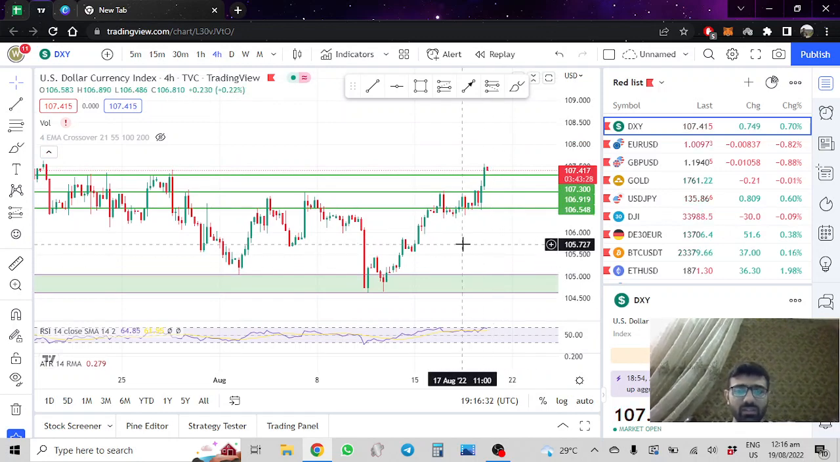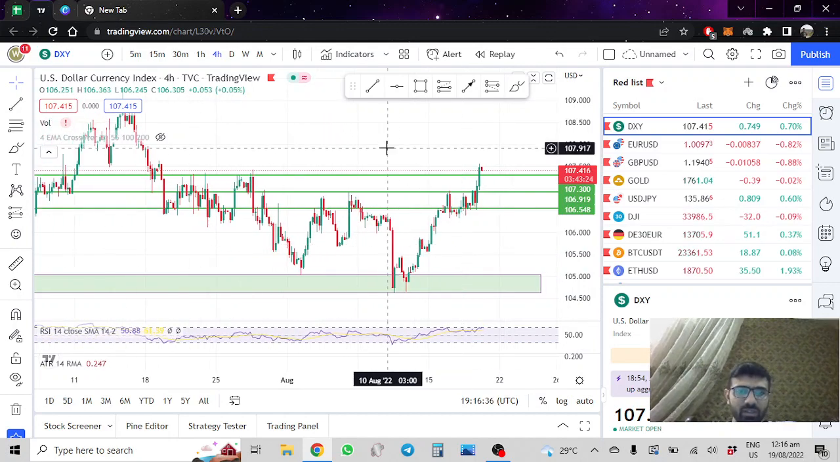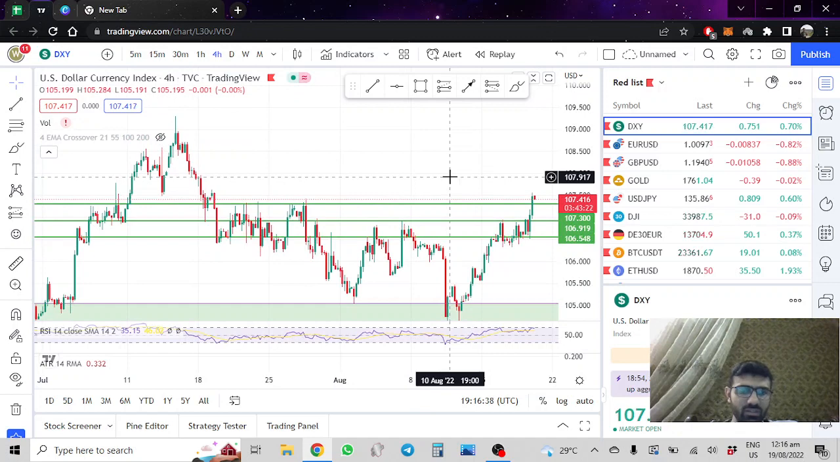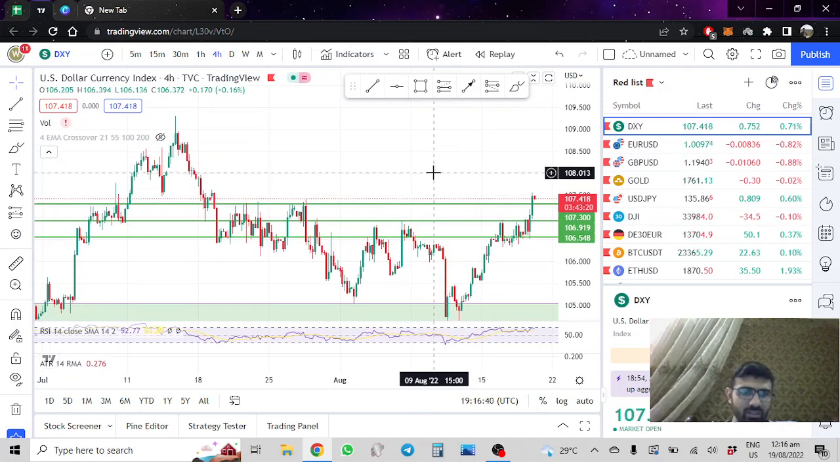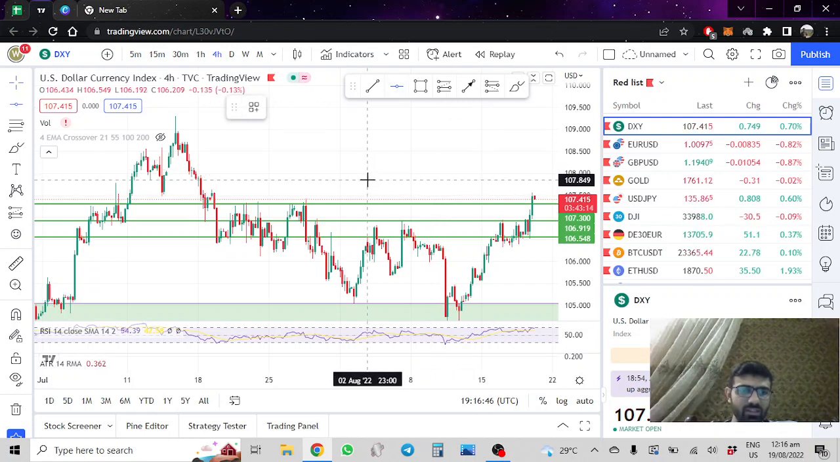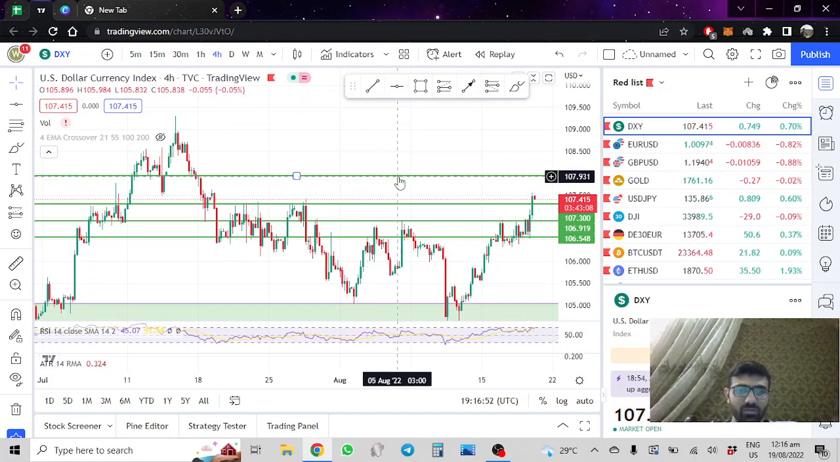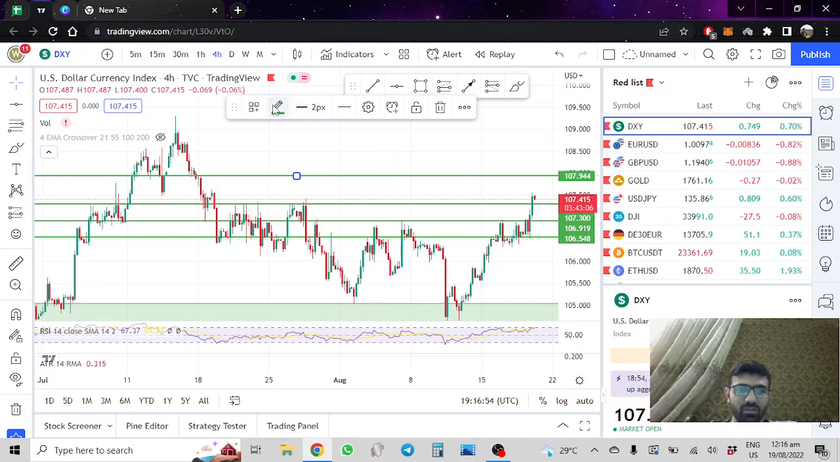Okay, so the next level that I am currently seeing, at minimum, is this level. I'm gonna mark this area so you guys can expect the dollar to reach here. This could be the next level of resistance.